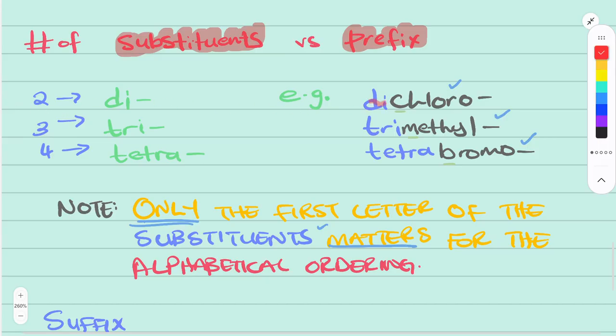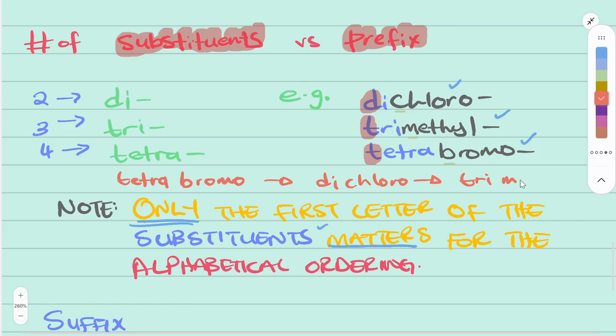Now, the first letter of the di, your tri, your tetra, they do not matter when it comes to alphabetical ordering, because in IUPAC naming, you have to name these substituents alphabetically. So we see that we have a methyl, a chloro, and a bromo. We have to start with the bromo. But before the bromo, there was a tetra, so it's tetrabromo. Then we have to follow with the dichloro. Then at the end of the day, we end with the trimethyl, right?